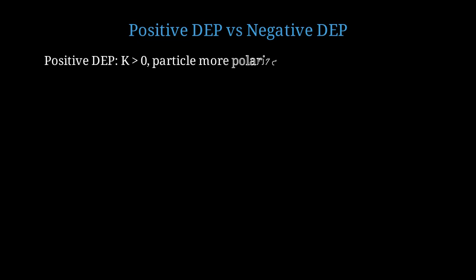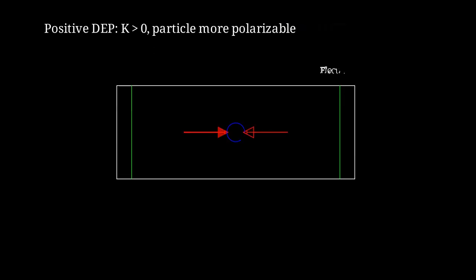Now let's discuss the two types of dielectrophoretic behavior, positive DEP and negative DEP. When K is greater than 0, we have positive DEP. This occurs when the particle is more polarizable than the surrounding medium. In positive DEP, particles are attracted to regions of high electric field strength. They move toward the electrodes or toward sharp electrode edges where the field is strongest.